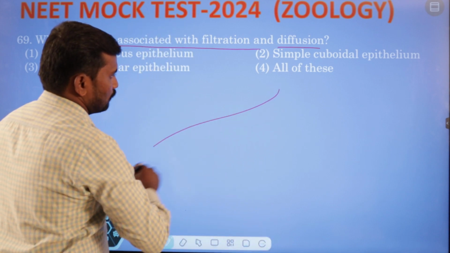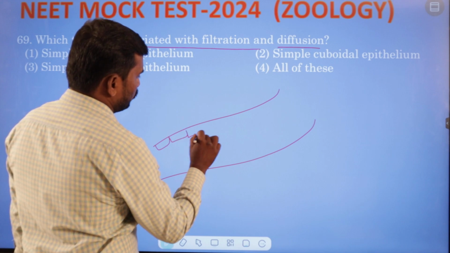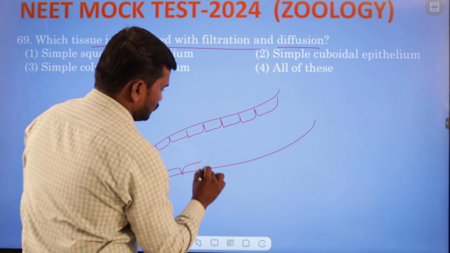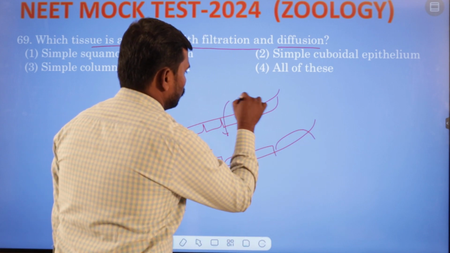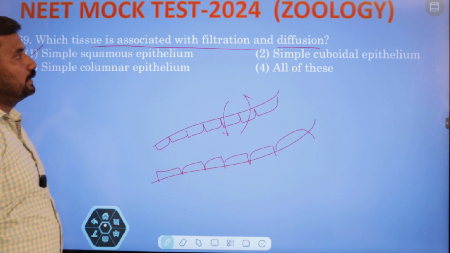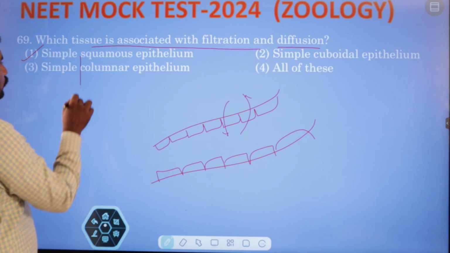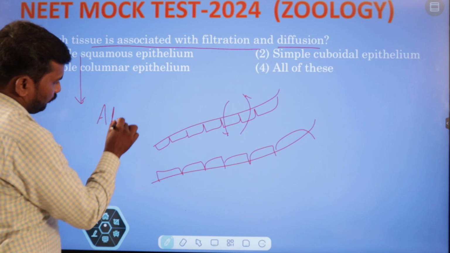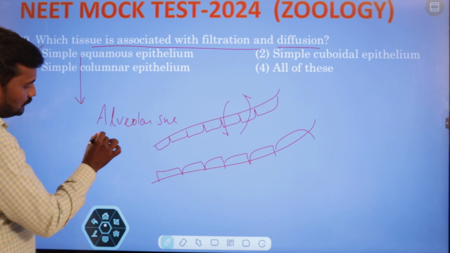Whenever a structure is involved in filtration and diffusion, it is mainly made up of a simple, unicellular structure. Substances need to come in and go out easily. So this is mainly made up of simple squamous epithelium, which is the answer for filtration and absorption. It is present in the alveolar sac and blood vessels.